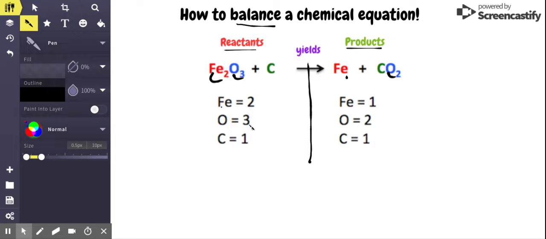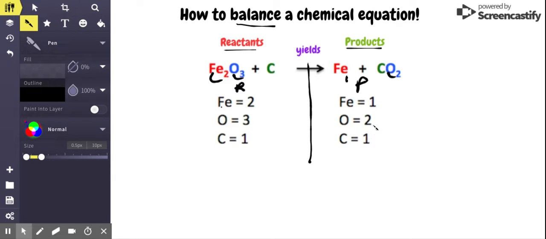So iron has 2, oxygen has 3, carbon has 1. On the product side, this would be P for products, and this would be R for reactants. We have 1 iron, right? Because that still counts as 1, just because there's nothing there. We have 1 carbon, right? Because that 2 only goes to oxygen.